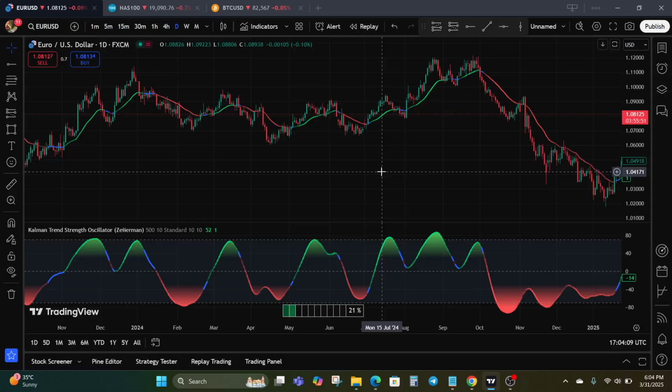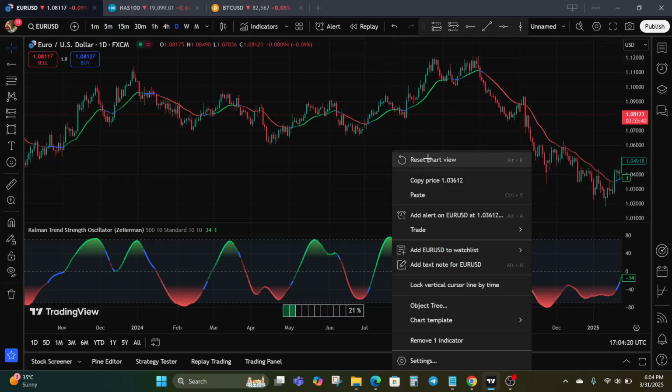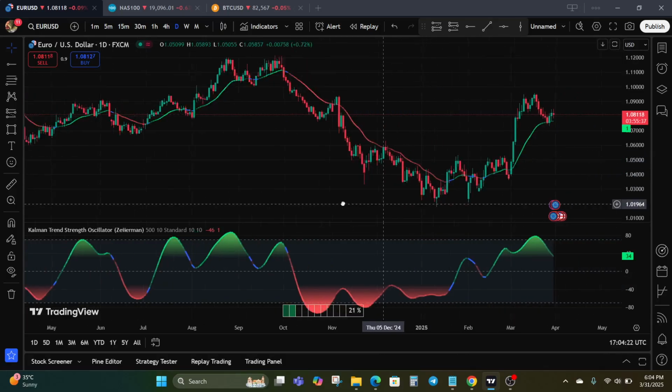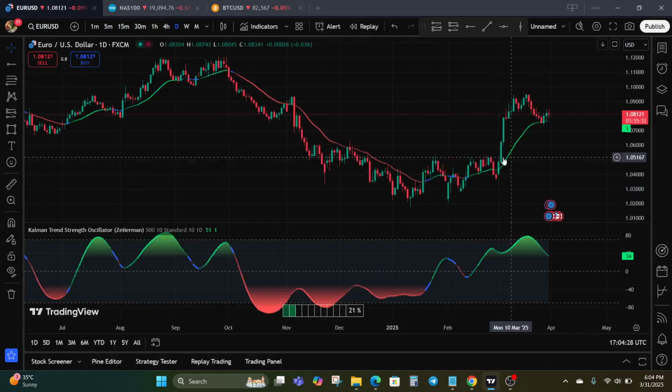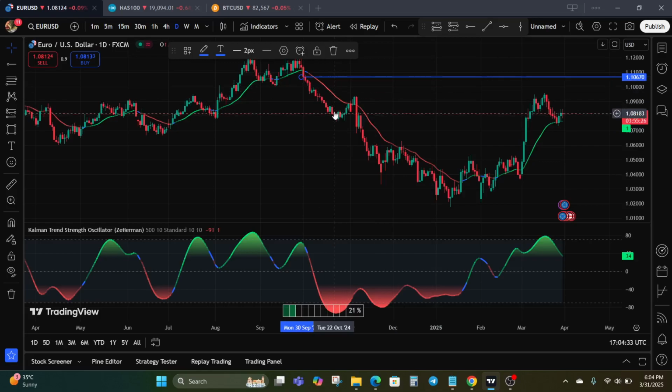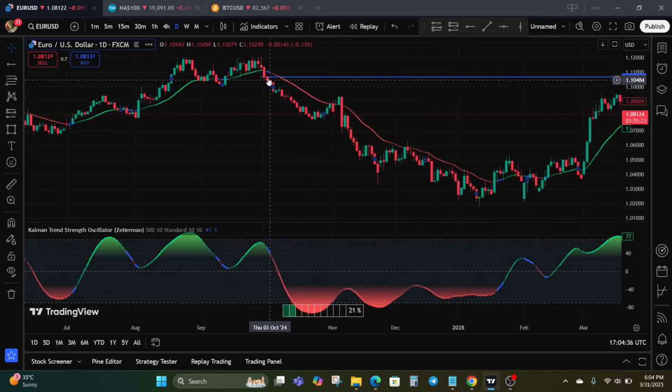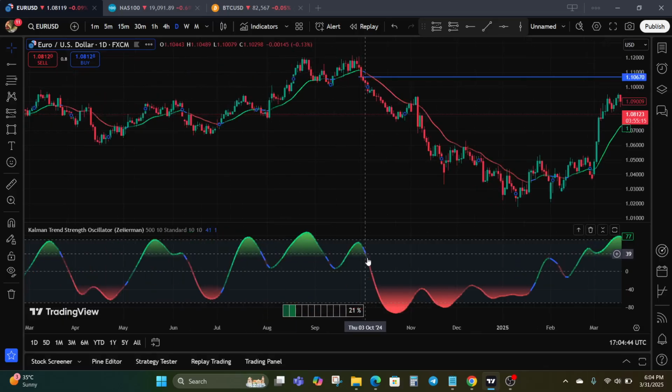Now that we know how to read this indicator, here is how to use it for high probability trades. The first is trend confirmation. Only take trades when the oscillator confirms a strong trend. For example, we had a sell signal around here as price dropped below this indicator line, and the line changed color to red. At the same time, the oscillator turned red and even dropped below the zero level.